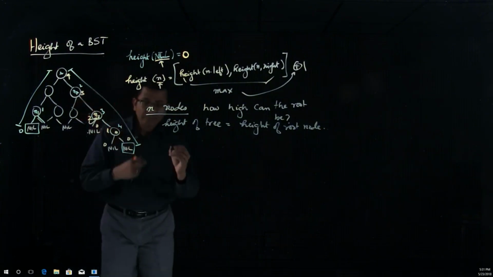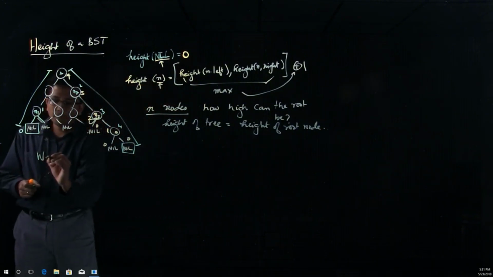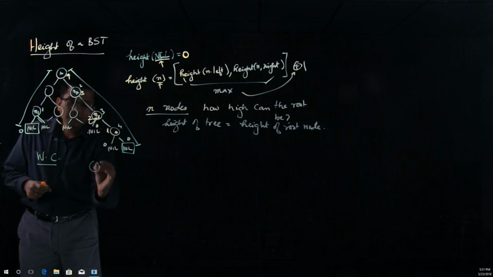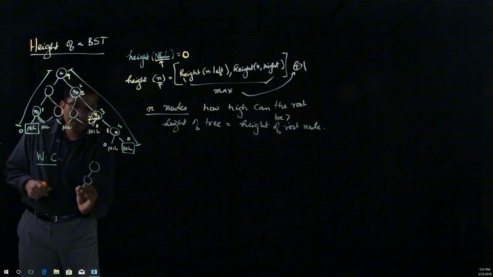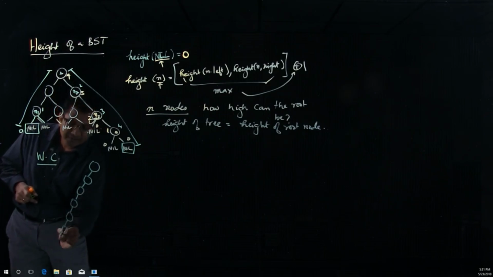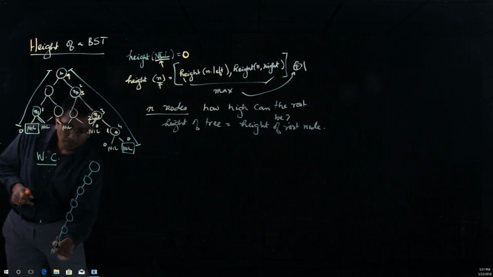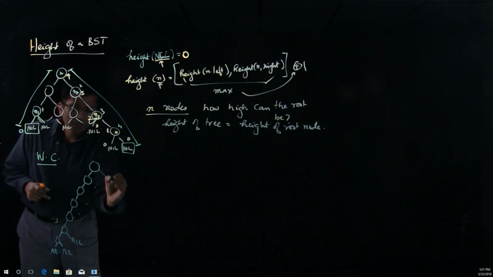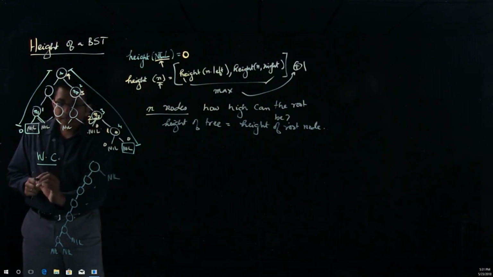All right, there are two cases. So in the worst case, the tree can be completely unbalanced. What is a completely unbalanced tree? Well, every node just has a single child, which is not nil. So the tree is simply almost like a linked list.